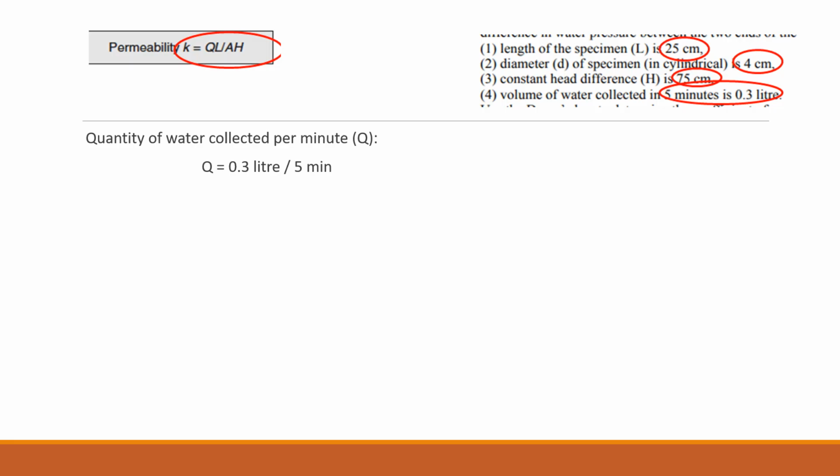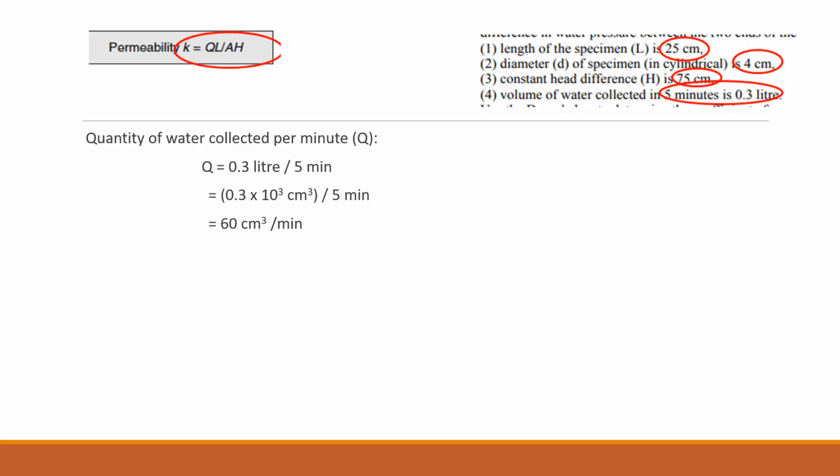So how do you convert this liters to centimeter cubes? 1000 centimeter cubes are in a liter. All right. So we times by 1000 and we divide by 5 minutes. So we get the flow rate 60 centimeter cubes per minute. If you have done it in meters and seconds, that will be different. But as long as your method is right, it should be okay.